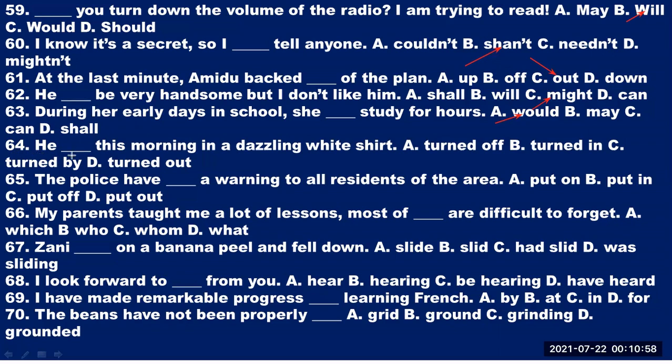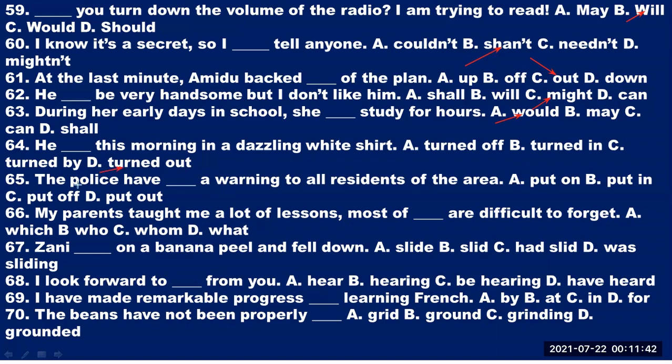Question number 64. He dash this morning in a dazzling white shirt. A, turned off. You can turn off the light, but definitely if you are talking about someone coming for something, turned off is not appropriate. Turned in, you can turn in some document or something, but certainly not your personal arrival at a place. Turned by is also incorrect. So D, turned out is correct. Someone can turn out for a meeting or for any other purpose. He turned out this morning in a dazzling white shirt.